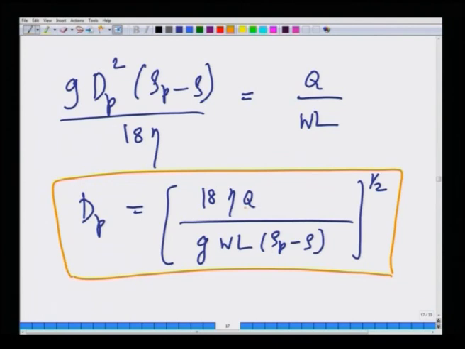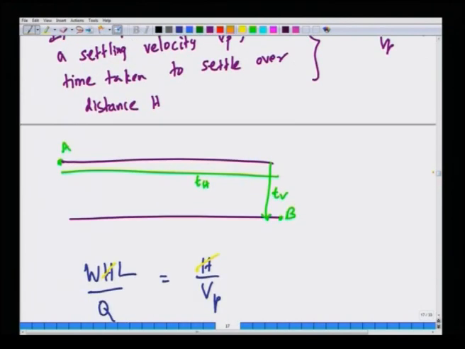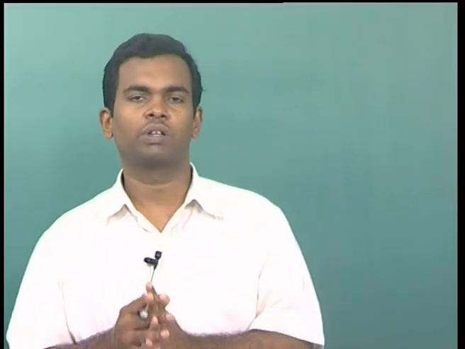Here Q is the volumetric flow rate of the mixture, eta is the viscosity of the liquid, g is acceleration due to gravity, W is the width into the paper, L is the length of the channel, rho p is the density of the particles, and rho is the density of the fluid in which it is moving. This is the diameter of the smallest particle. Now, in principle it is possible that a particle smaller than this dp enters the chamber somewhat below A, and it can be captured before B itself, but that is something that we cannot predict with certainty.